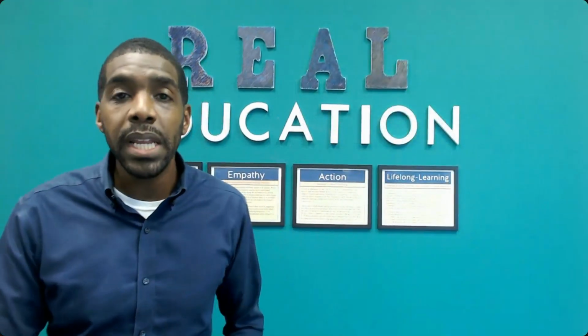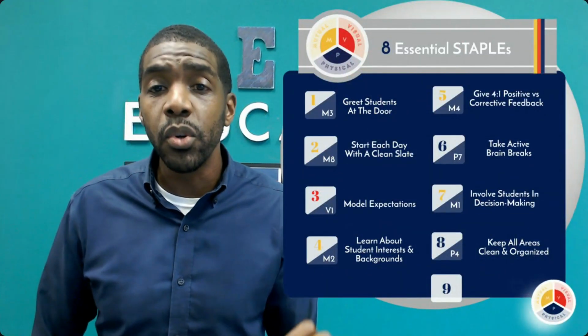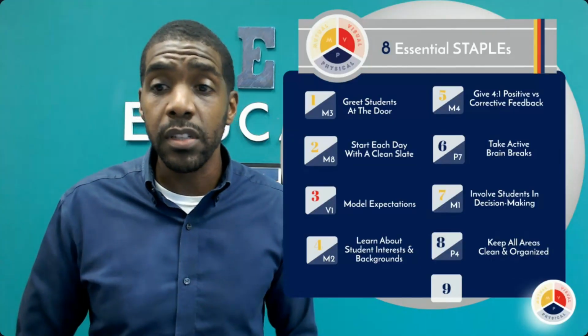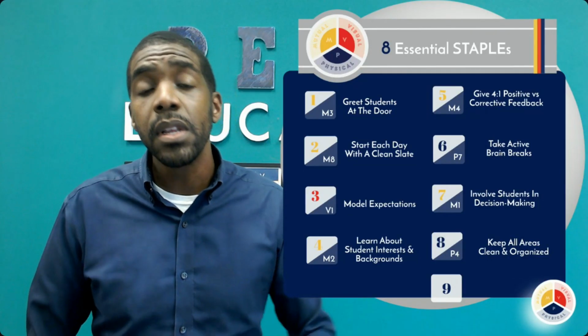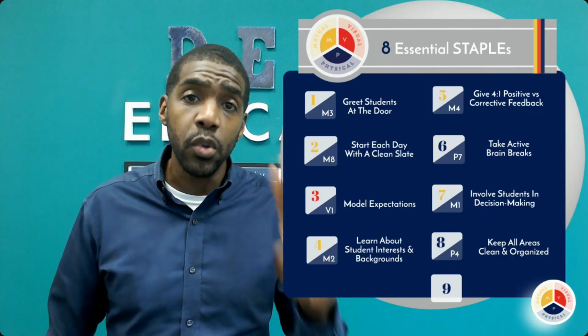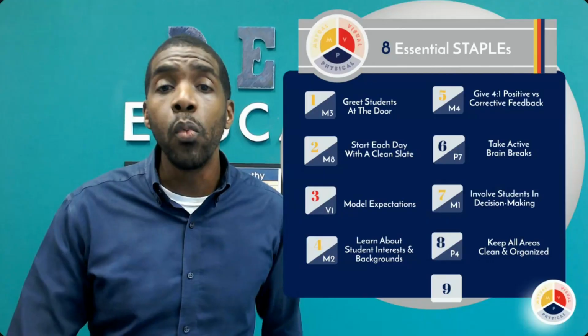So let's jump right in again. There's 24 staples, but we're going to talk about the 8 essential that you need in order to be successful. And there's 5 in the mutual space, 1 in the visual space, and 3 in the physical space that we're going to talk about. So let's talk about number 1.